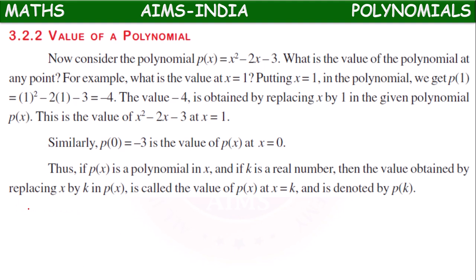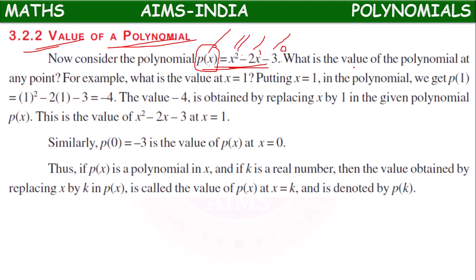So today's concept, children, is regarding the value of a polynomial. Let's take the polynomial p of x, meaning a polynomial defined in the variable x, and it is given as x square minus 2x minus 3. Here the power is 2, here it is 1, and here there is no x, meaning 0. The highest power is 2, so it's a quadratic polynomial.